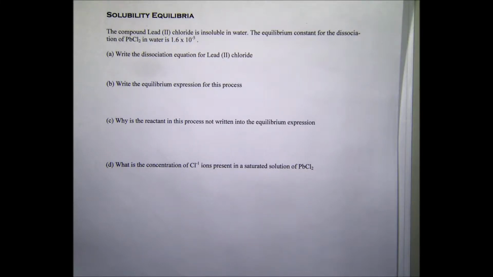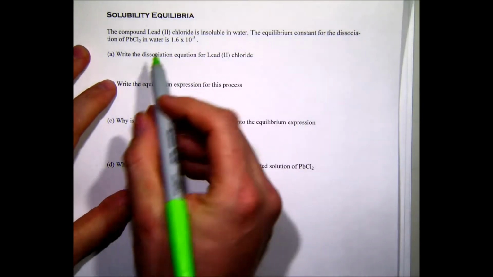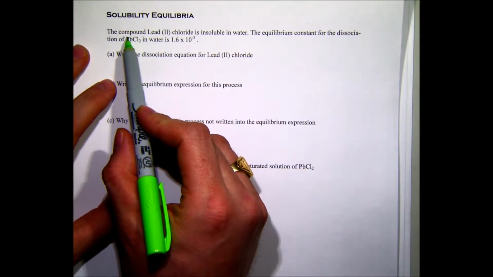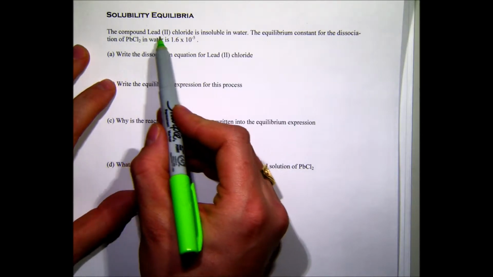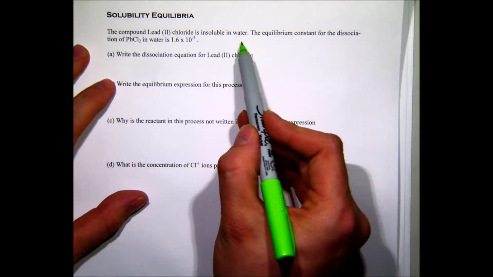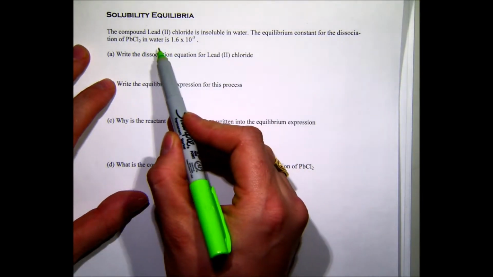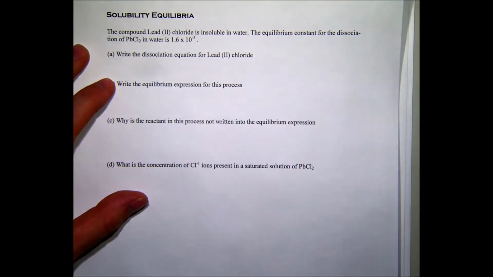Okay, we have a solubility equilibrium question, which is basically the same idea as the last question on equilibrium 2. You can find that on our website. But the idea with solubility equilibria, just reading this question that I've done up as a sample, it says the compound lead(II) chloride is insoluble in water. The equilibrium constant for the dissociation of lead chloride in water is 1.6 times 10 to the negative 5.